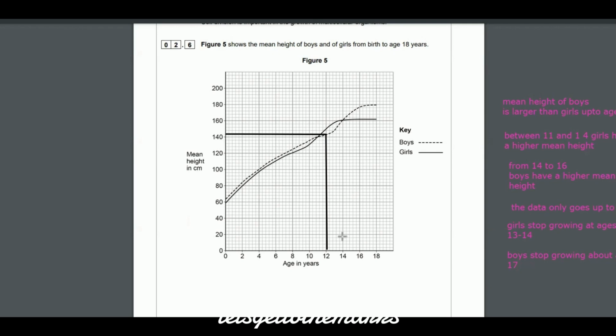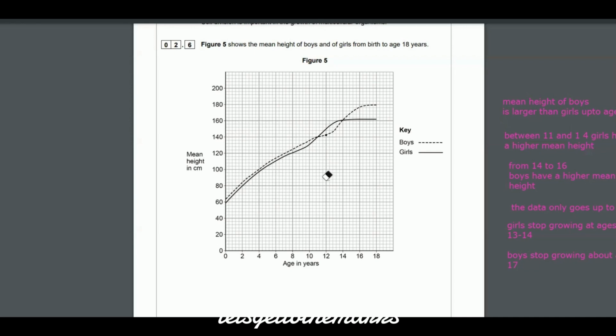144 centimeters, whereas if I bring the line up to find out where the boys are, it would help if I could draw a line straight. The boys are about whatever that is. What's that, 152? So about 6 centimeters taller. So I could say at age 12, boys are 6 centimeters taller than girls. So you can do some of that if you like.